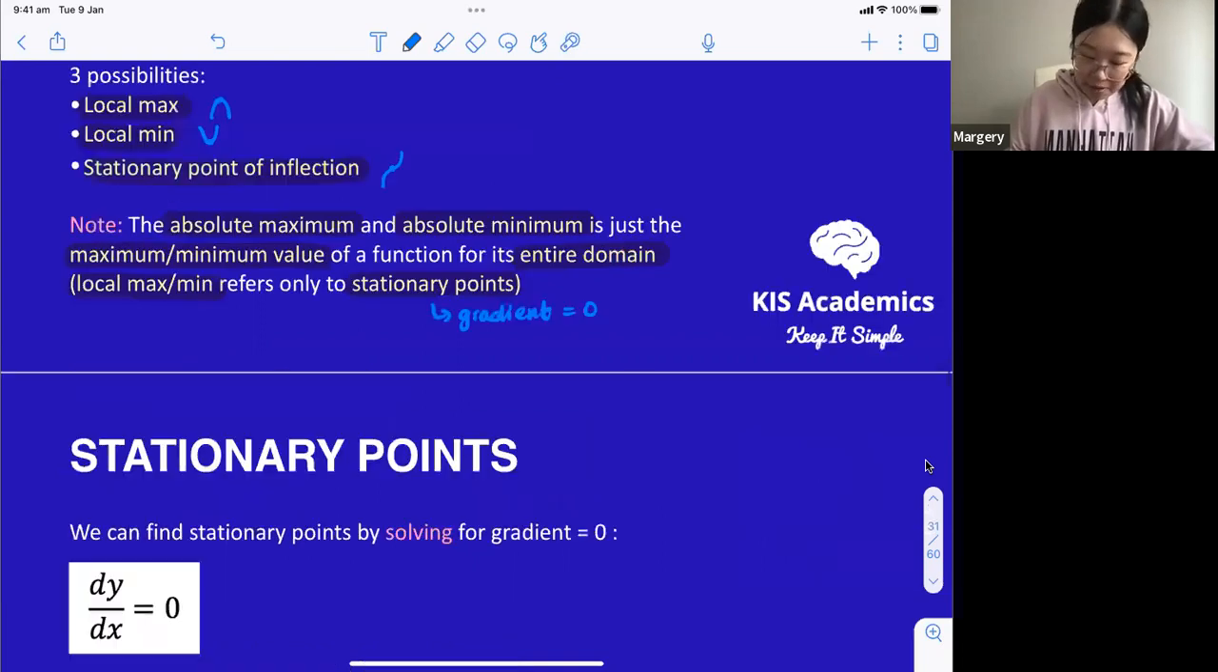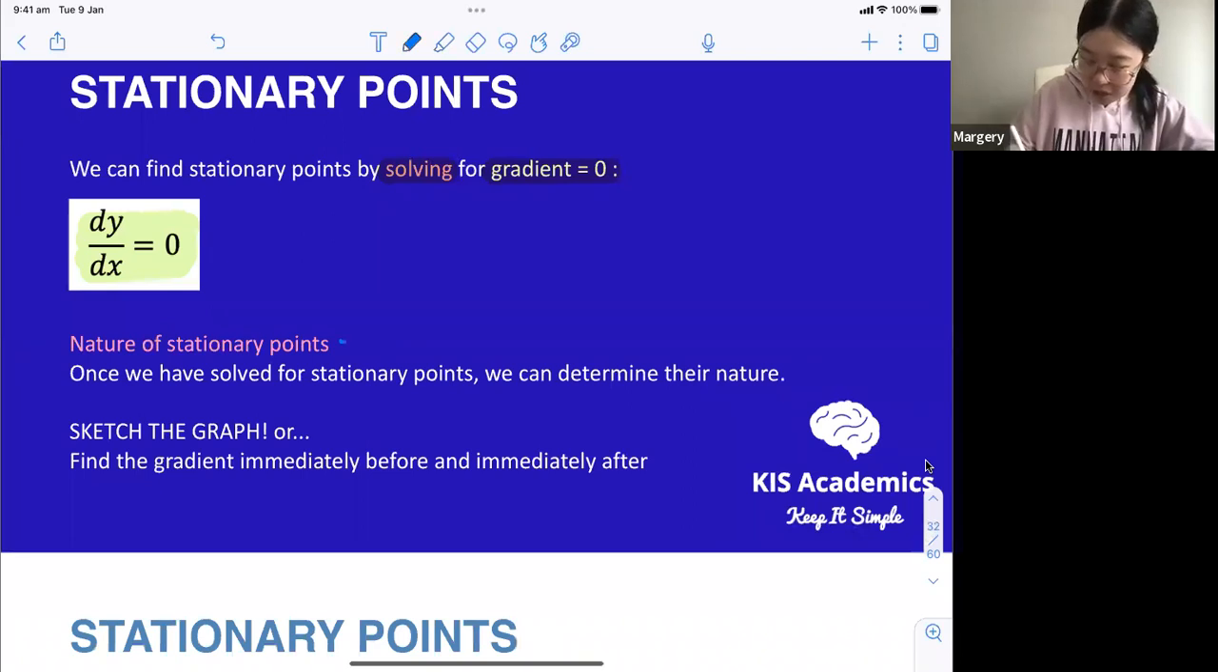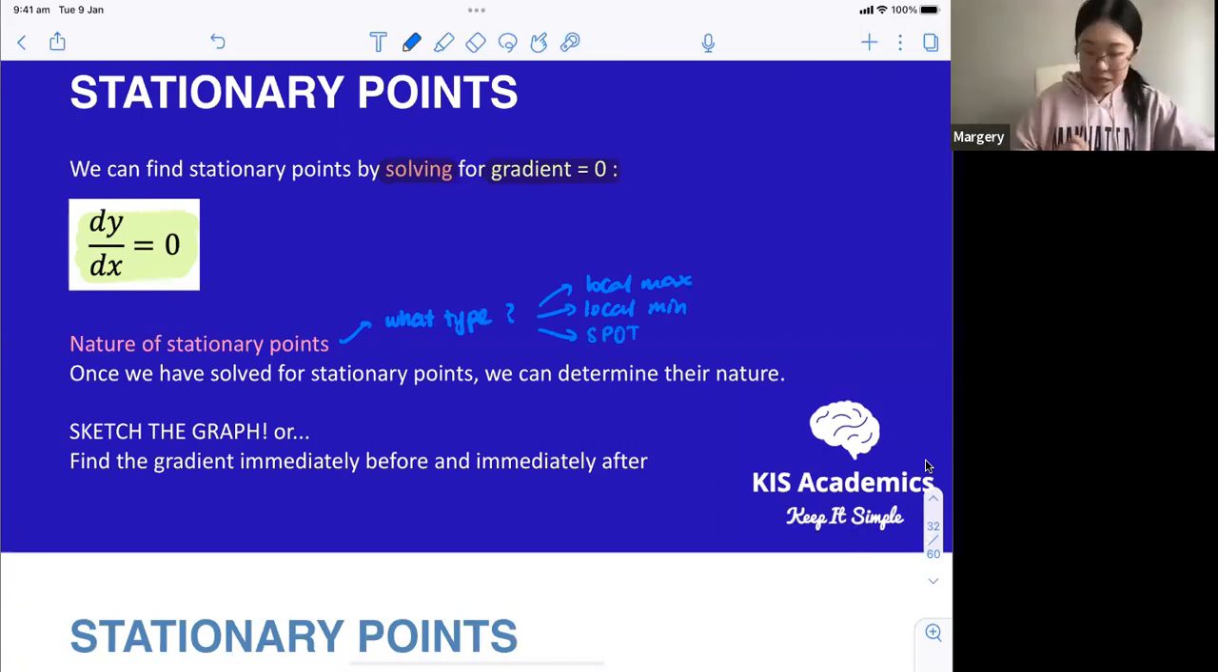So for how we actually go about finding our stationary points, we can find them by solving for the gradient being 0. So when we let dy/dx equal 0. In order to find the nature of stationary points, so this is what type of stationary points we're talking about, nature refers to what type. So whether we have a local max, a local min, or a stationary point of inflection. That's what we're doing when we're trying to find the nature of our stationary points. So once we've solved for the stationary points and found out what the coordinates actually are, we can determine their type or their nature. To do this, we can use 2 different methods.